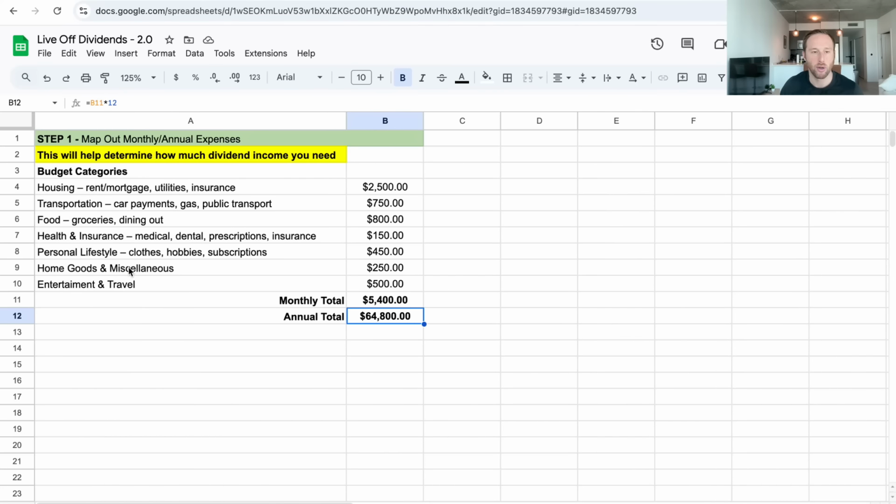Again, if you have other categories that I'm missing here, feel free to put it in. Maybe it's education, maybe it's family expenses, whatever the case may be. You guys know your expenses better than, of course, I do.